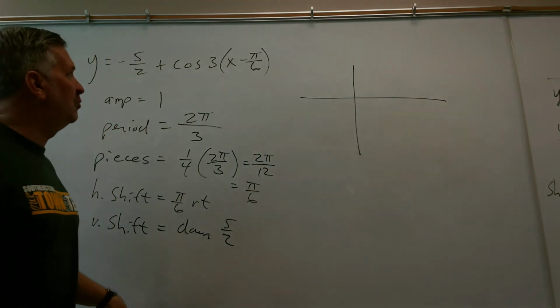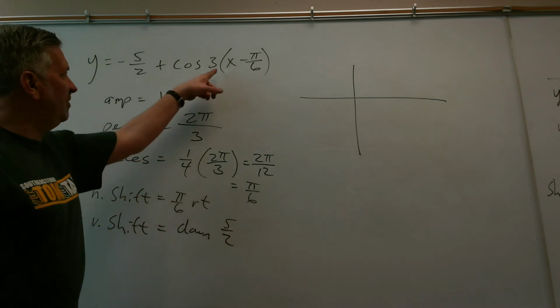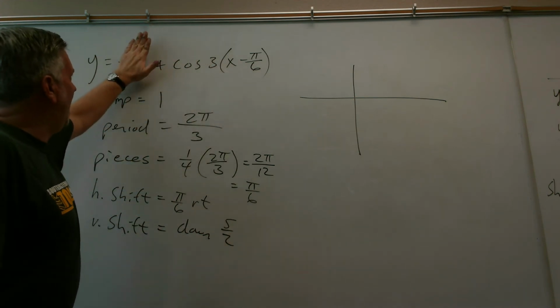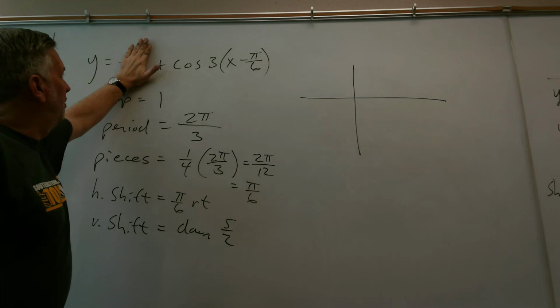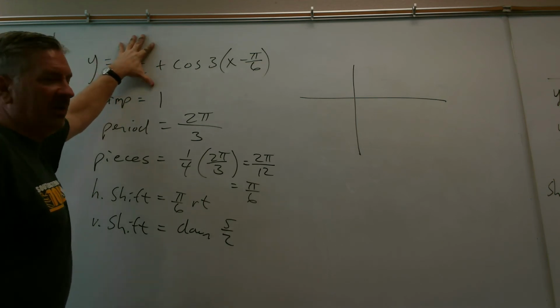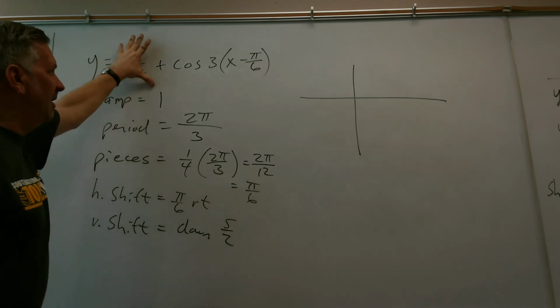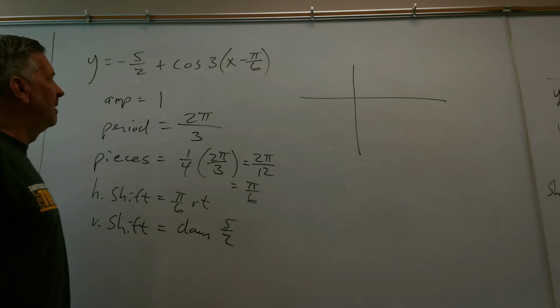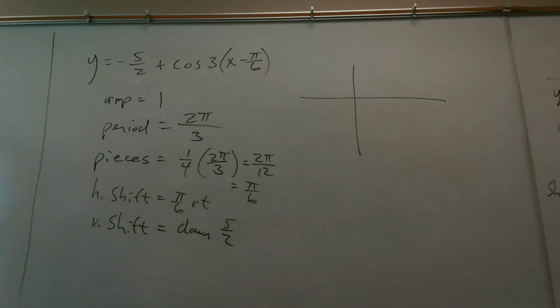So I'm going to graph the function cosine of 3 times x minus pi/6, without the minus 5/2. Okay? So I'm not going to worry about the vertical shift. I'm going to do that at the very end. Okay, so what do we need to do?